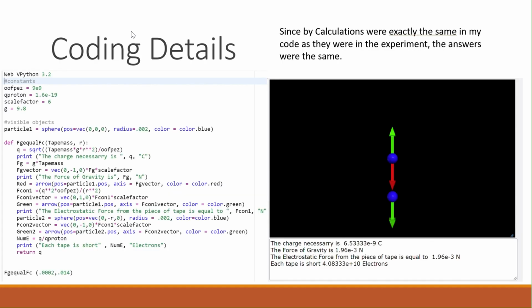So for coding, I basically made a code that was very similar to the calculations we did a couple slides prior, where you plug in the mass of the tape and the distance between the two tapes to determine how much charge is necessary for the tape to float on top of the other tape, which, considering the calculations were the exact same, leads us to get the exact same result. And you can see on the diagram to the right that the gravitational force and the electrostatic force are the same.